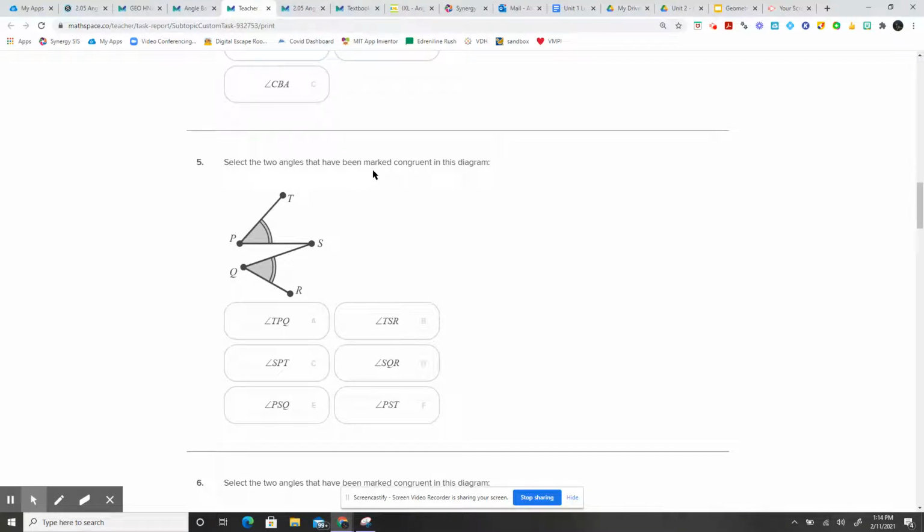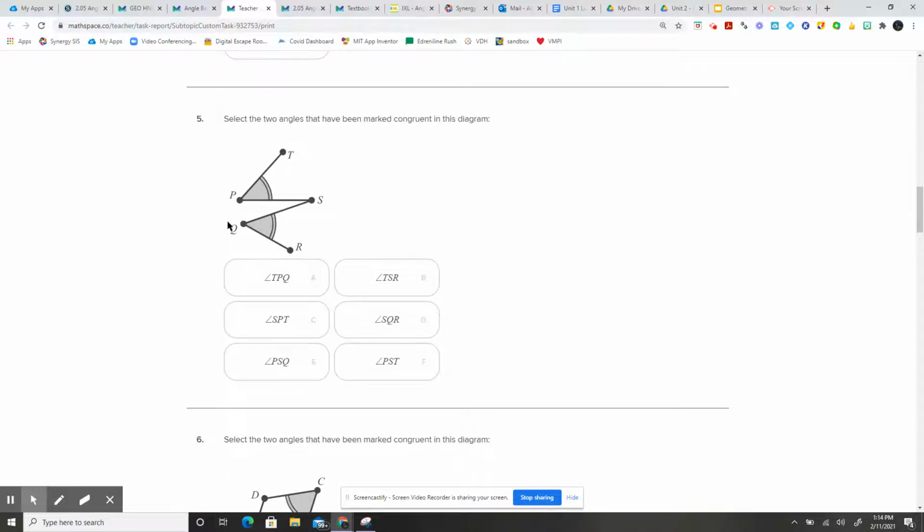Select the two angles that have been marked congruent in this diagram. So it's angle P and angle Q, but it's not quite that easy. Angle TPQ is not even an angle, right? We can go SPT, SPT looks good, and maybe SQR. Voila. Those two angles right there.